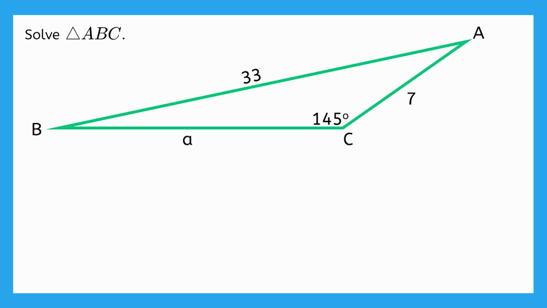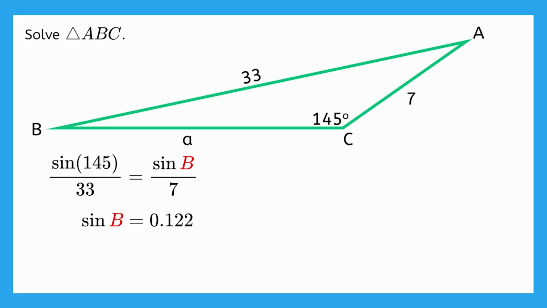Look at this example of the ambiguous case. Pause the video and try it on your own using the steps we just outlined. Review your work with me. We need to start by finding the measure of angle B since side B is given. We calculate sine of 145 over 33 equal to sine of B over 7. Cross multiply and sine of B equals 0.122. Inverse sine of both sides, and angle B equals 7 degrees.